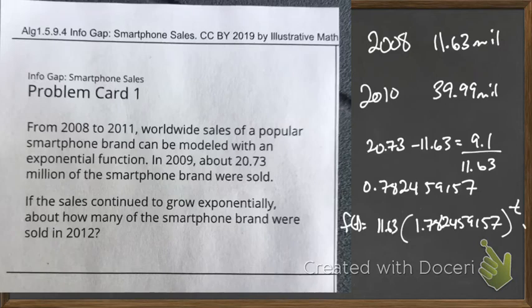Now let's see where we're going to slap that 12. Where does that go in there? T. So I'm going to do 11.63, where I started, times this growth factor of 1.782459157 to the... Oh wait, not 12 though. Sorry, not 12. It started in 2008. So how many years is that? 4. So fourth power.